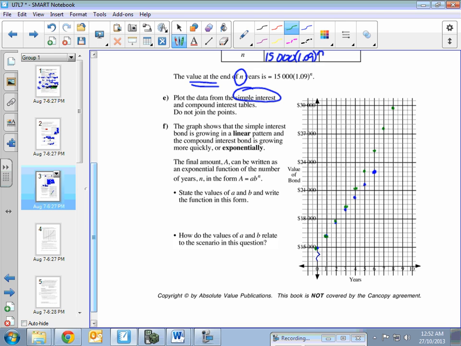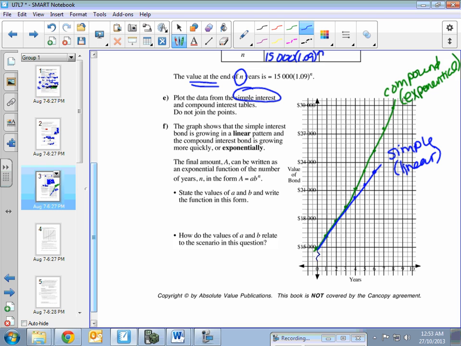Okay, so this green graph is going to be compound. So this green one looks like it goes up exponentially. Okay, so this compound interest is going to be where your exponential equations fits in with simple and compound interest. So compound is going to be exponential. And your simple, it's going to be linear. Because you go up by the same amount every year, compound, you build on your interest, okay?